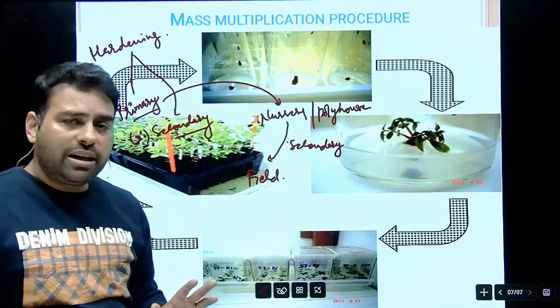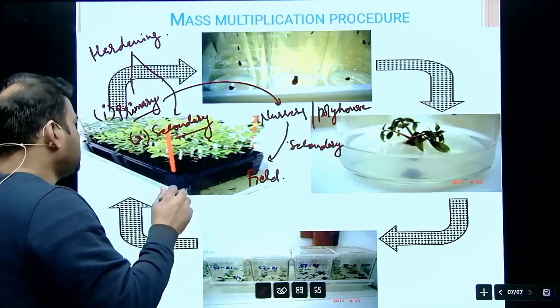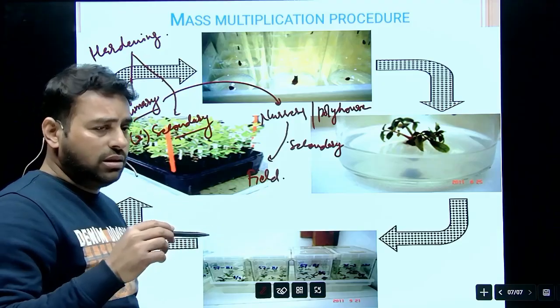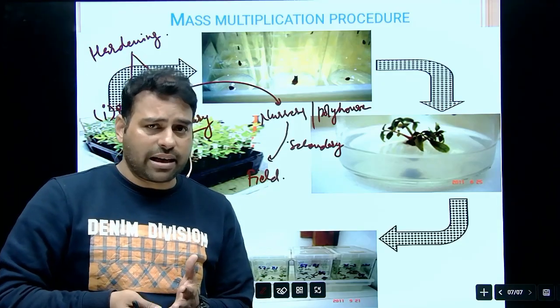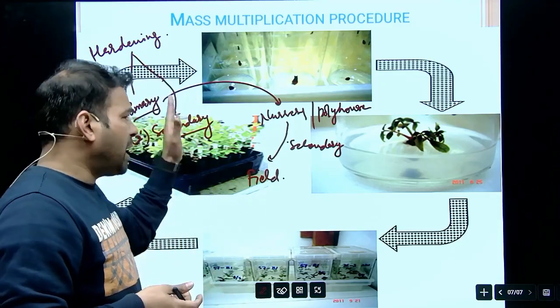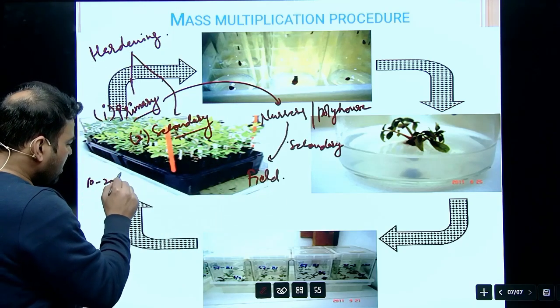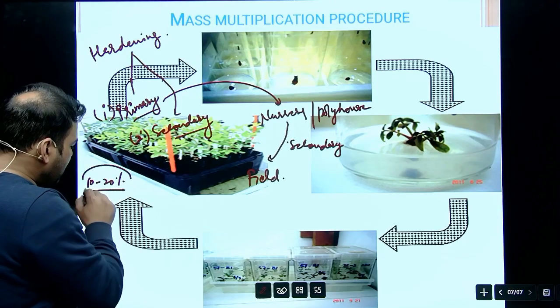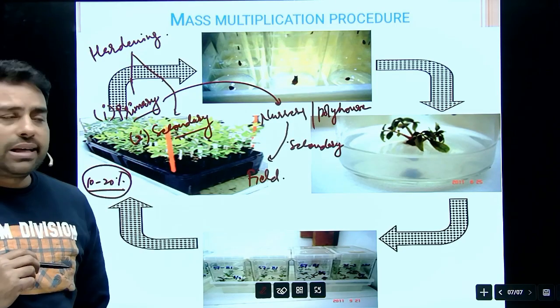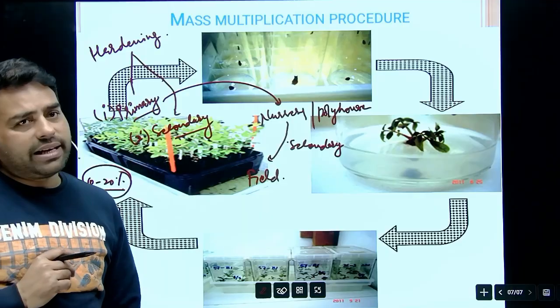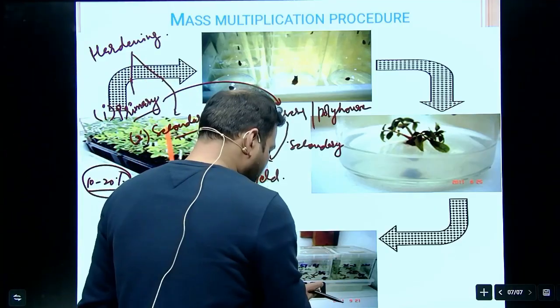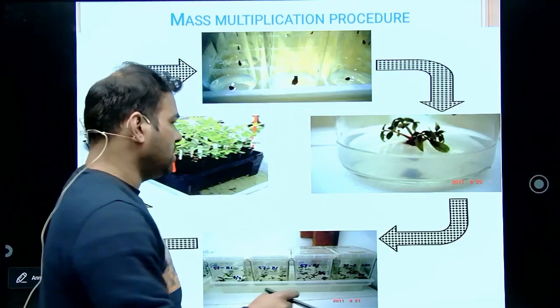Hardening is a very important process, and during this process, when our plants are getting ready to shift to the field, around 10 to 20% of plants will die. We lose 10 to 20% of plants during this procedure. So this is a very important procedure, and we have to complete it very carefully.